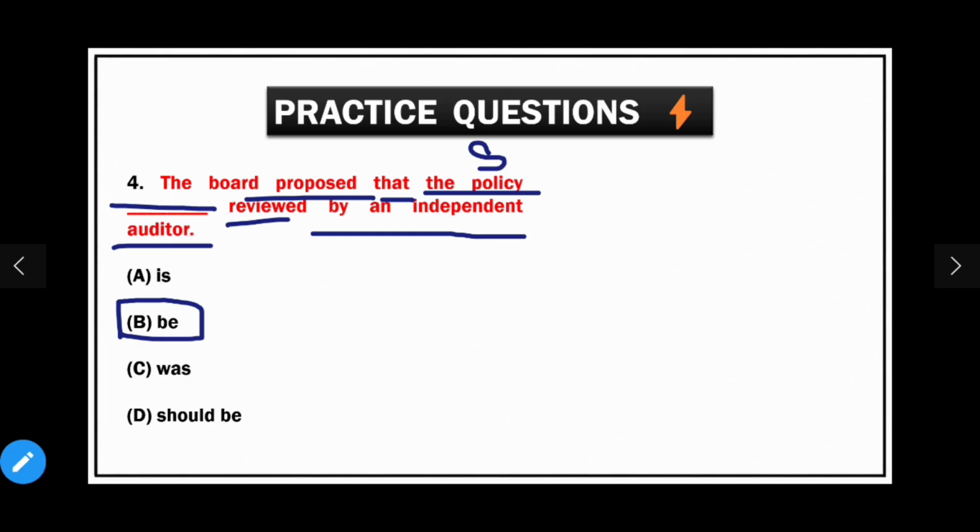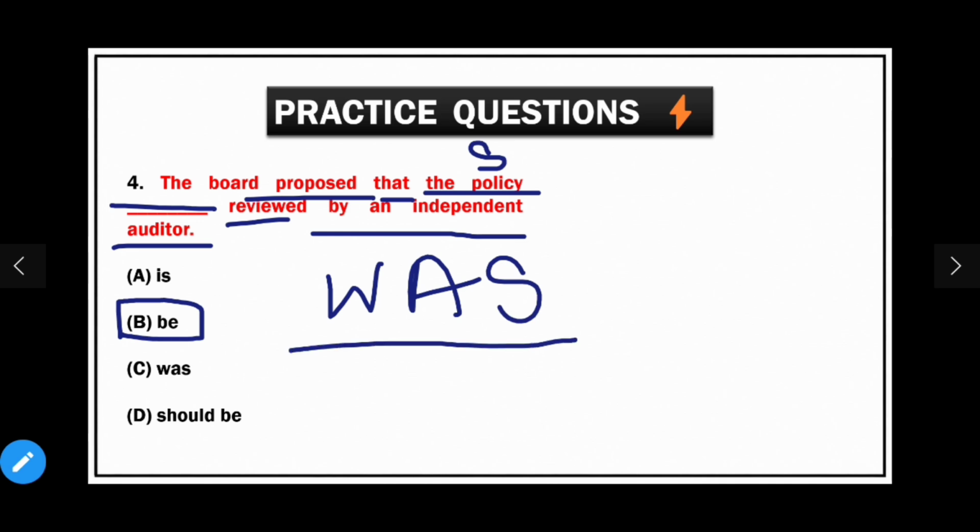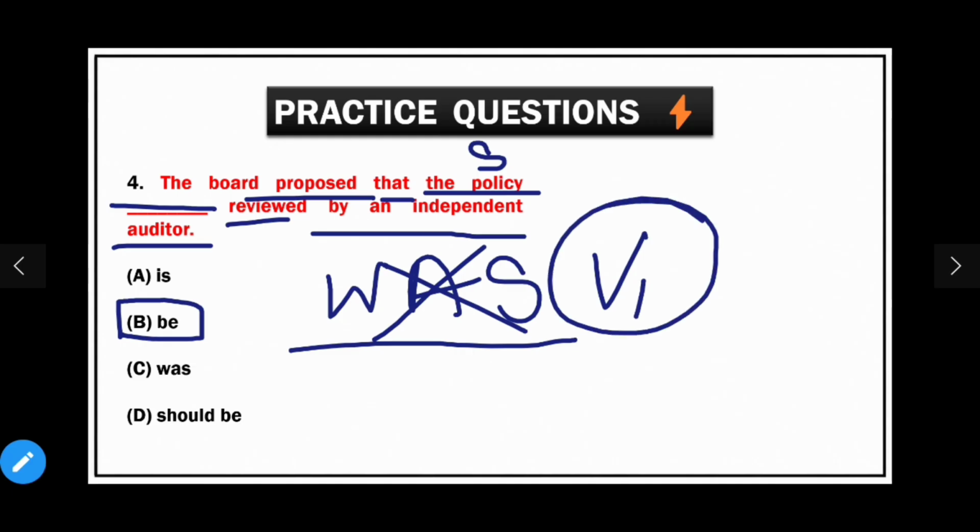So here in its original form we would have written, the policy was reviewed. But in subjunctive mood we shall not use "was", because we need to use V1 of "was". And V1 of "was" is definitely "be". So here we should use: the board proposed that the policy be reviewed by an independent auditor. Hence, B is the correct answer here.